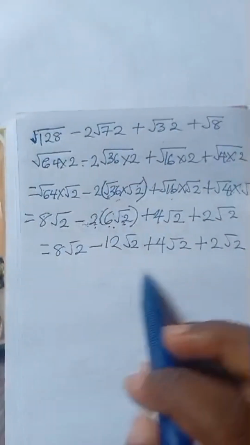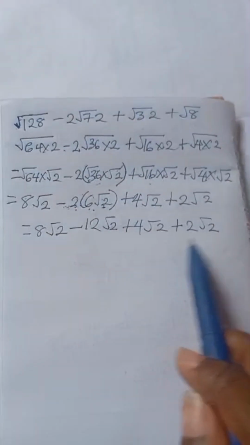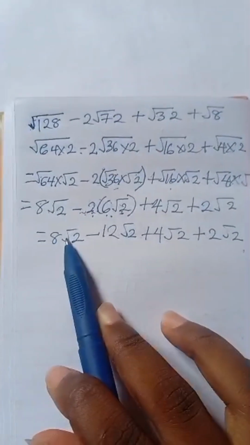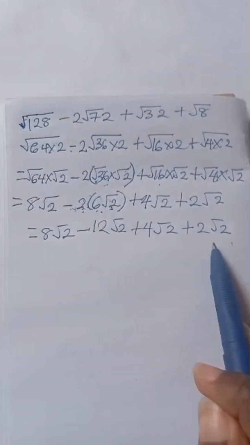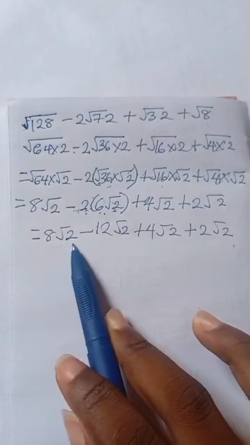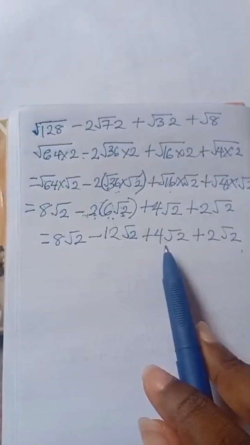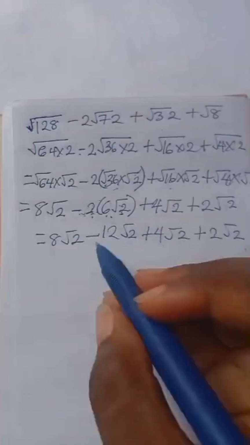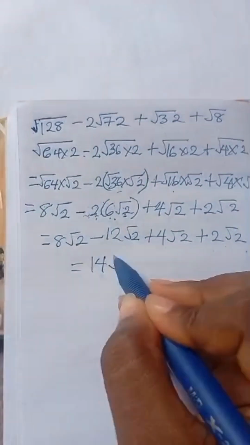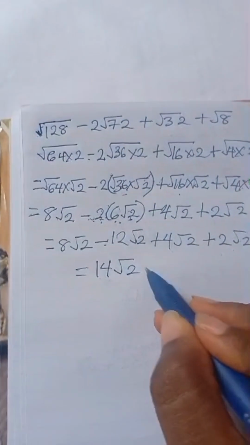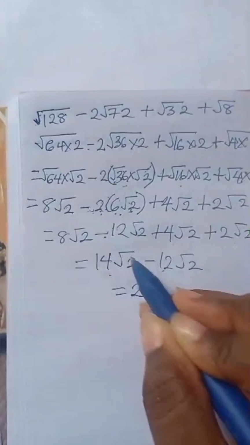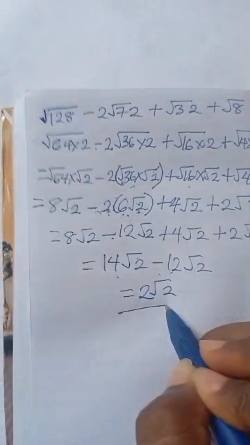Since everything is root 2, we're going to just pick one of the root signs. So now, all the ones with plus: 8 root 2 plus 4 root 2 plus 2 root 2. Ignore the root signs there. 8 plus 4 plus 2 is what? 8 plus 4 is 12, plus 2 is 14. That will be 14 root 2. Now bring the one with minus down here. Minus 12 root 2. 14 minus 12 is what? 2. Then pick one of the root 2. This is our final answer.